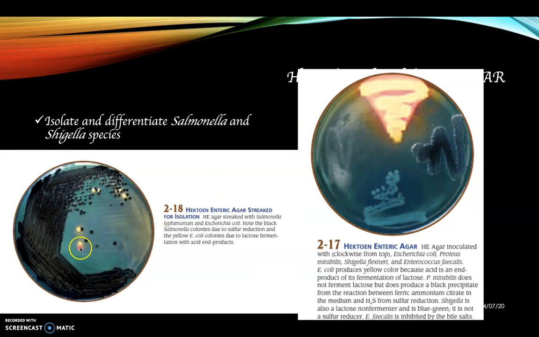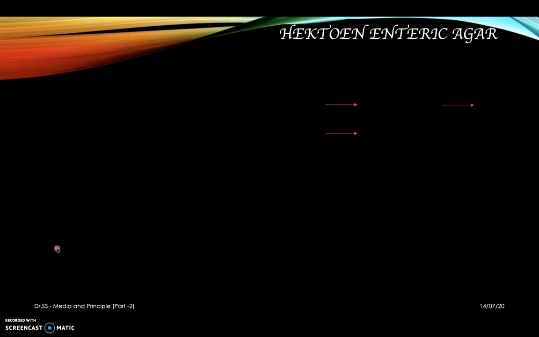E. coli are in the same plate. The black colonies are the Salmonella, because it is able to reduce the sulfur and form the black precipitate. And E. coli is able to ferment the lactose, and the final product makes the color. So yellow color colonies are the E. coli and black color colonies are Salmonella typhimurium.